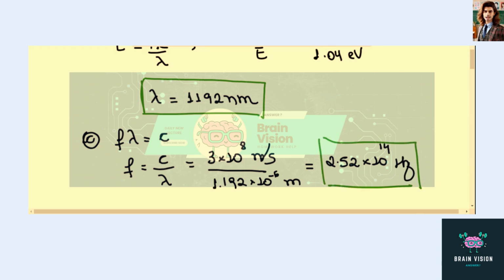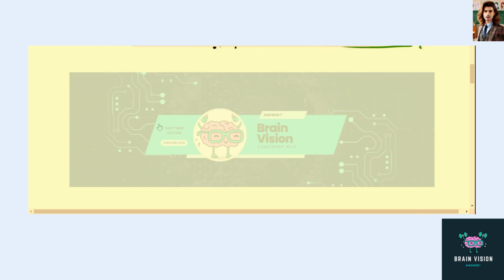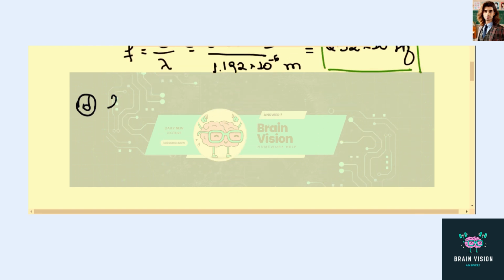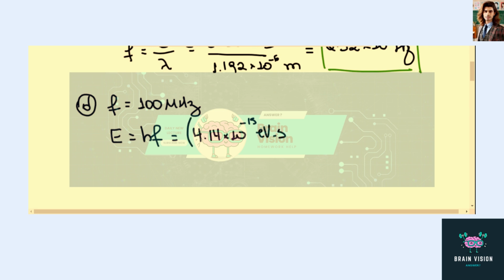In question D, we have to calculate what is the energy of a photon that has a frequency of 100 megahertz. So remember that the energy is h times f. H is 4.14 times 10 to the minus 15 electron volts second, times the frequency, that's 100 times 10 to the 6th hertz. So the energy is equal to 4.14 times 10 to the minus 7 electron volts.